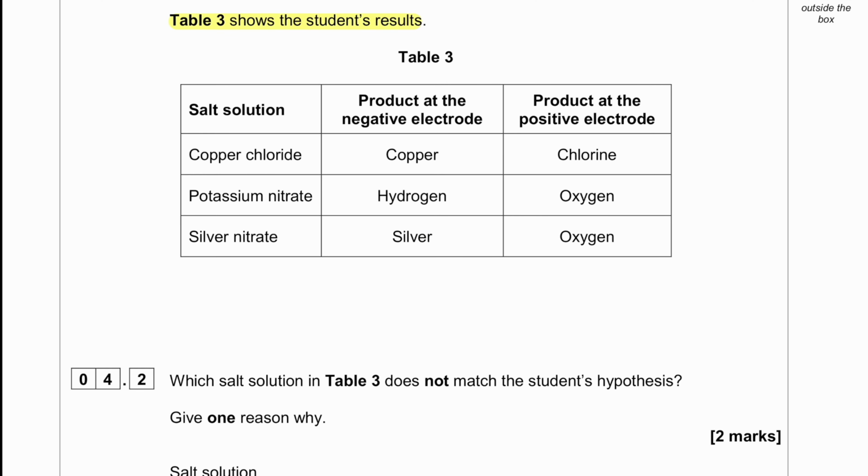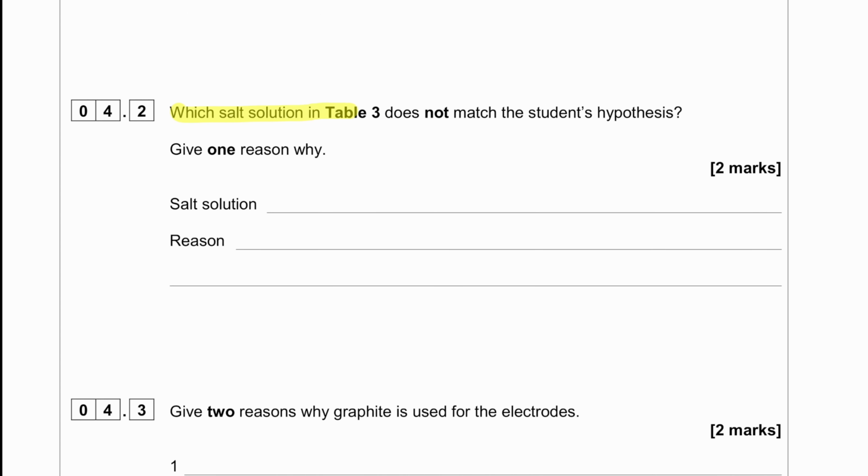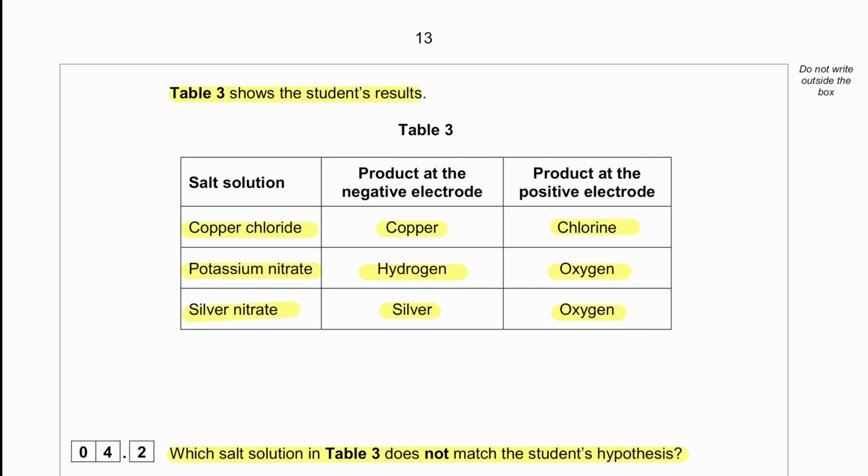Table 3 shows the student's results. With copper chloride, the product at the negative electrode is copper and the product at the positive electrode is chlorine. With potassium nitrate, we get hydrogen and oxygen. With silver nitrate, we get silver and oxygen. Which salt solution in Table 3 does not match the student's hypothesis?